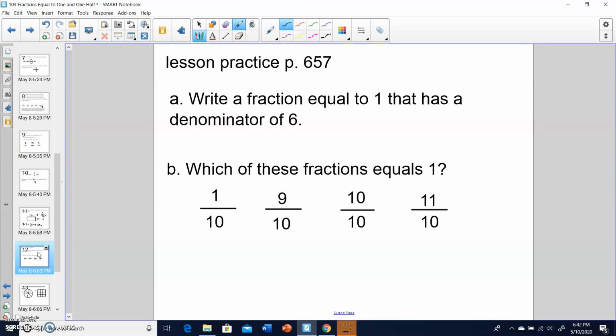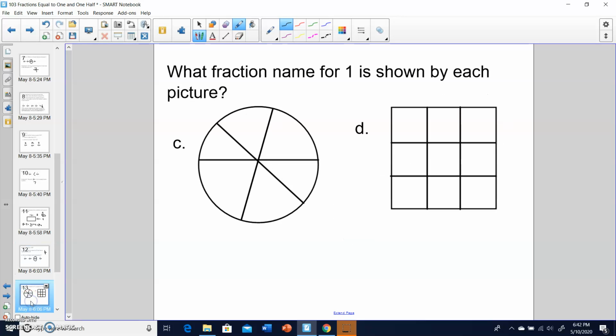A, write a fraction equal to 1 that has a denominator of 6. Okay, so 6/6 would be equal to 1. Which of these fractions equals 1, 1/10, 9/10, 10/10, or 11/10? Since my top number and bottom number are the same on here, that is equal to 1.